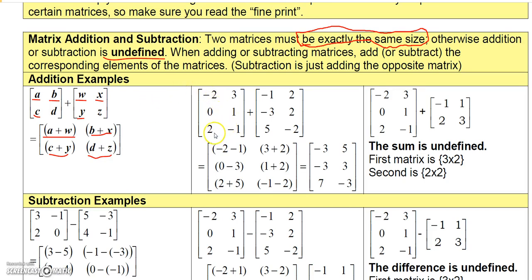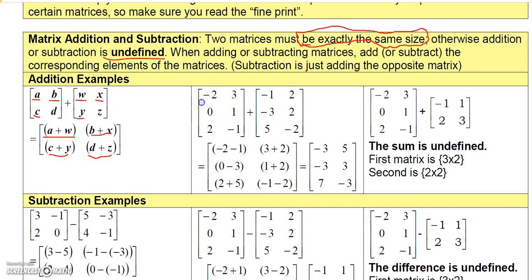So here, first of all, this is 1, 2, 3 rows by 1, 2 columns, so this is a 3 by 2. And this is also a 3 by 2. So both of these are exactly the same size. Since they're exactly the same size, I can add the matrices. So it says to add this matrix to this matrix.